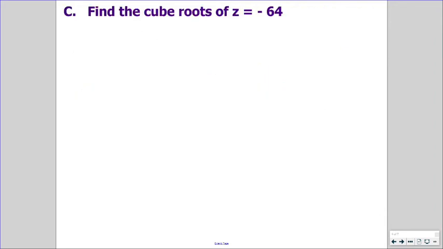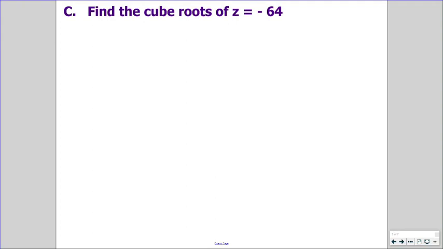C is a little bit different though, and the problem with C is we don't have this complex number in polar form, and our equation to take a complex number and find the roots of it is only in polar. So what we have to do first is convert -64 in rectangular form to -64 in polar.